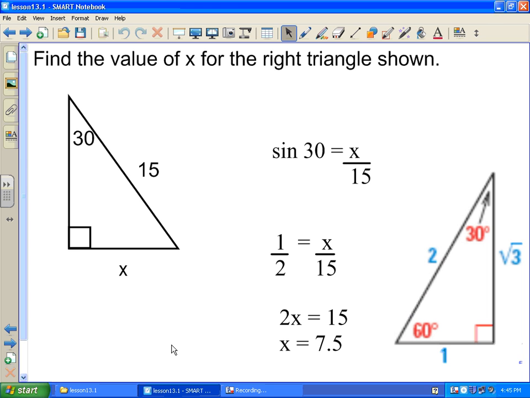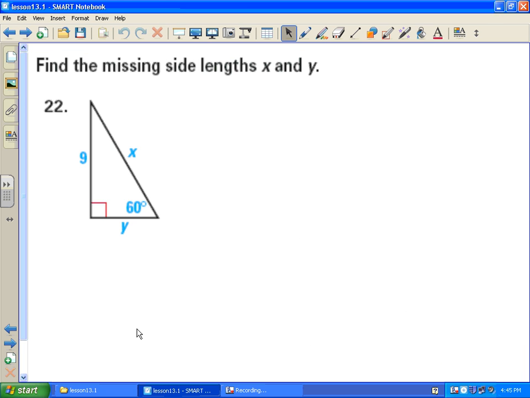Or, maybe easier, if I know the ratio between the short leg and the hypotenuse in a 30, 60, 90 right triangle, then I would know that this short leg is half the hypotenuse. Hypotenuse is 15, short leg is 7.5. Either way, I arrive at the correct answer, 7.5. So you could pause this presentation and try this problem: find the missing side lengths x and y.